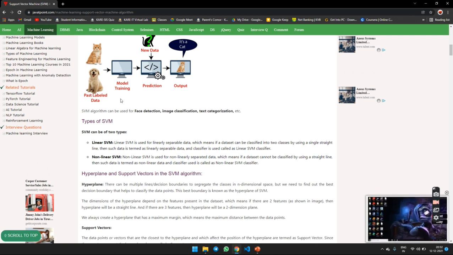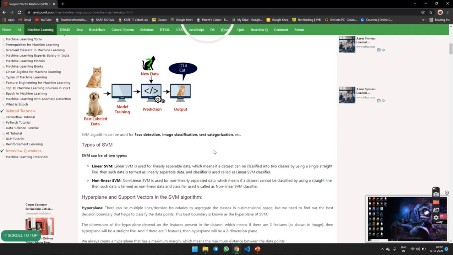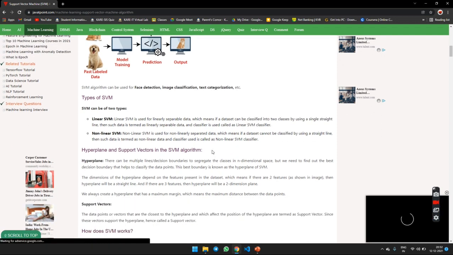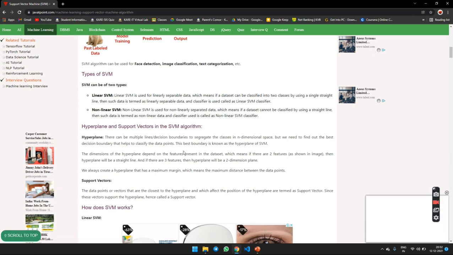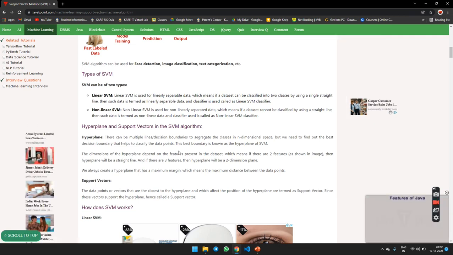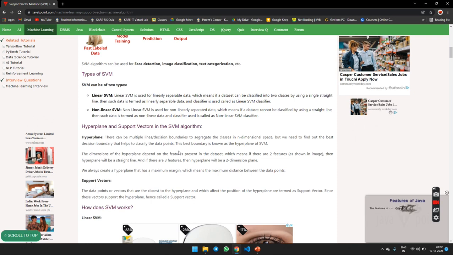Then we are going to the hyperplane in this machine learning algorithm. There can be multiple lines or decision boundaries to segregate the classes in n-dimensional space, but we need to find out the best decision boundary that helps to classify the data points. This best boundary is known as the hyperplane of SVM.